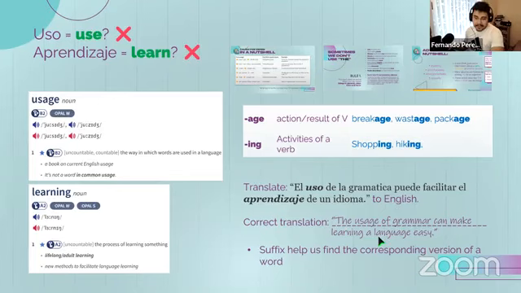Also, learning a language can be specific. The usage of grammar can make the learning of a language easy. So in this case, learning is specific, sorry. We need the article. And finally, do we need easy or easily? What are we describing? Adverbs.